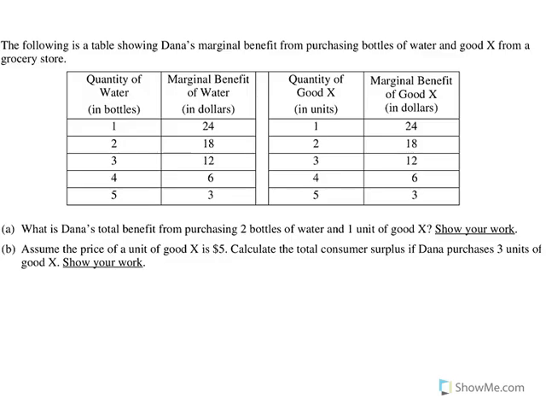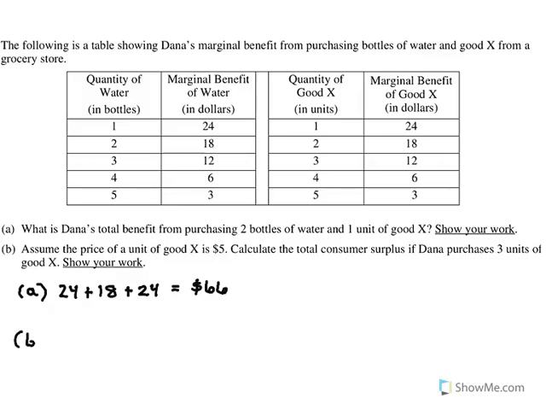For question A, it says, what is Dana's total benefit from purchasing 2 bottles of water and 1 unit of good X, and show your work? For this question, we simply have to add the marginal benefits for 1 bottle of water, 2 bottles of water, and the first unit of good X. That's going to be 24 plus 18 for the water, and then 24 more for good X, and that's going to give us $66, and make sure you have that dollar sign.